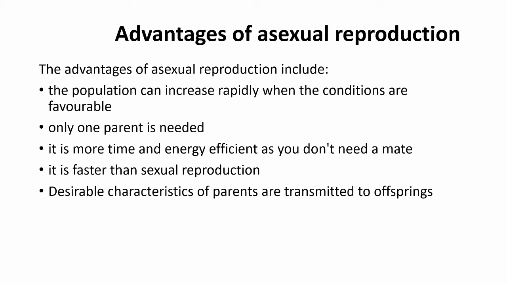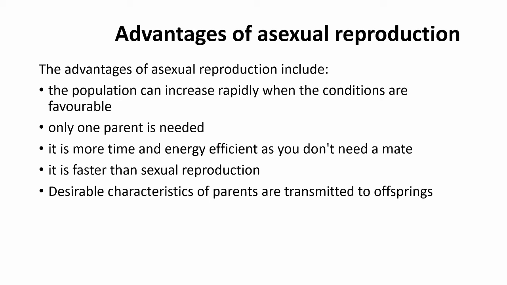Then another advantage is that only one parent is needed for the propagation to take place. It does not involve two parents, so only one parent is needed. Therefore, from one parent, you can have so many offspring. Then, it is more time and energy efficient as you don't need a mate for propagation. So it saves time and energy. Then it is faster than sexual reproduction.